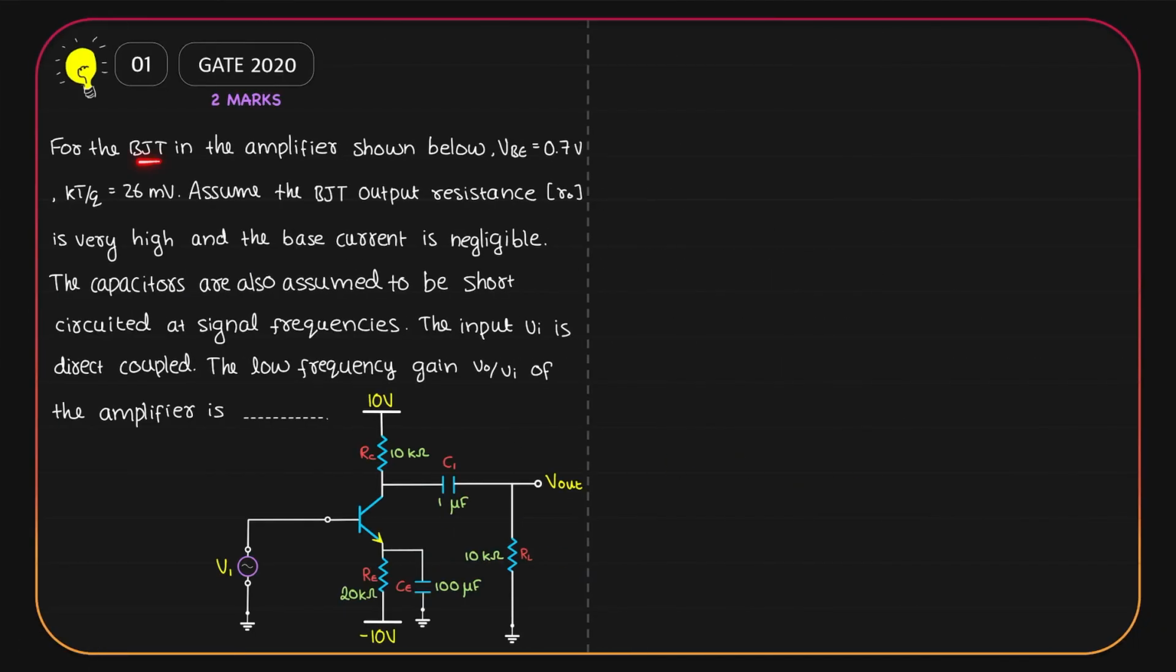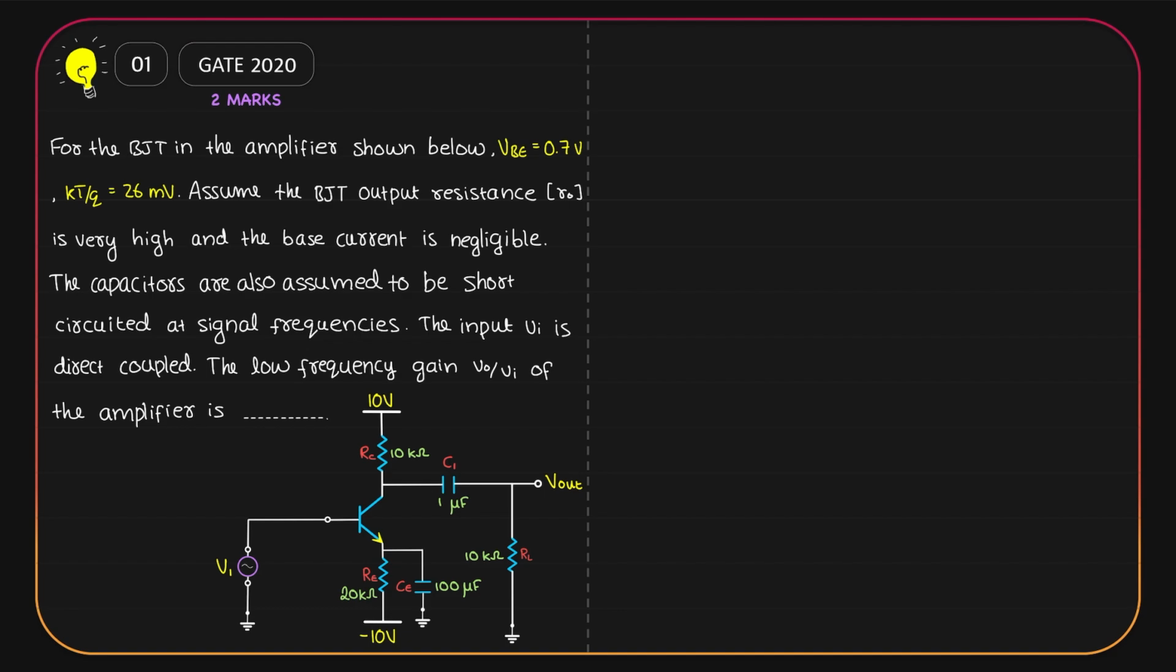For the BJT in the amplifier shown below, VBE is 0.7 volt. kT/q is 26 millivolt, that is our thermal voltage. Assume that the BJT output resistance is very high, which means we can ignore the early effect. Also, the base current is negligible. That means IE will be equal to IC.